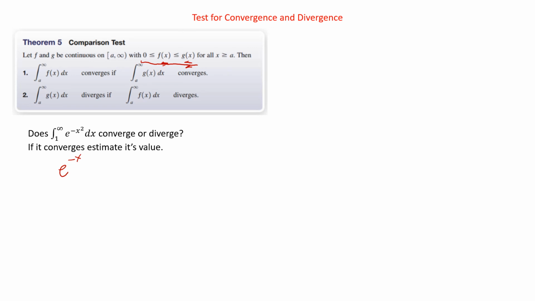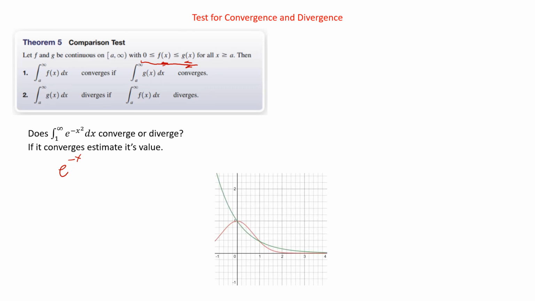And we can do e to the negative x. In fact, we have done e to the negative x. E to the negative x does converge. If we graphed both of these, we'd have a graph that looks like this, where the red one is e to the negative x squared, the green one is e to the negative x. E to the negative x is bigger than e to the negative x squared from x equals 1 and on. Notice it does not have to be bigger all the time. It has to be bigger after a certain point.